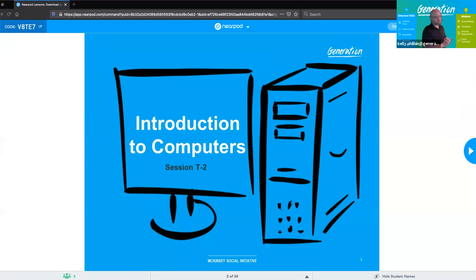But for the introduction to computers, we're going to get into some basic terminology, different types of computers, inputs and outputs, safety measures that you should take whenever you're working on computers, and just getting some basic information and terminology out there, since we'll be using a lot of this throughout the remainder of the course.